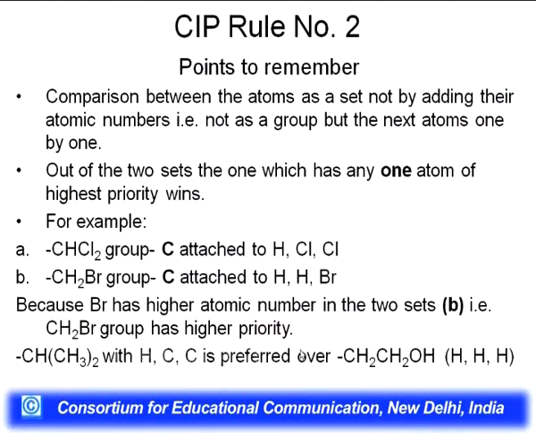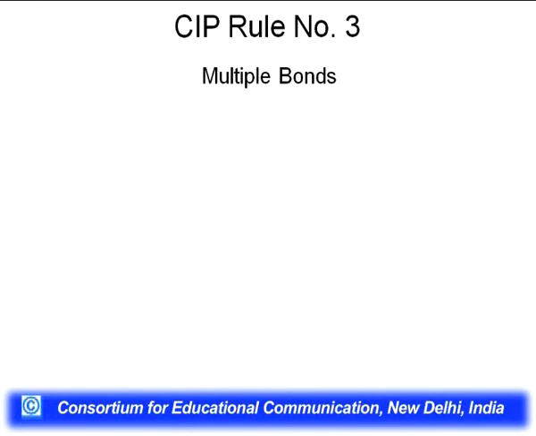So the priority is going to the isopropyl group, this group, because there are 2 carbons and 1 hydrogen, and in the other one there are 2 hydrogens and 1 carbon. There is no oxygen for comparison. So easily we can make out that the isopropyl group wins over the ethyl kind of group. Then we move on to rule number 3.